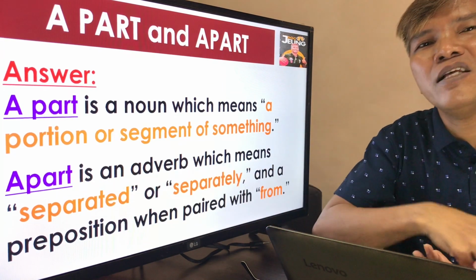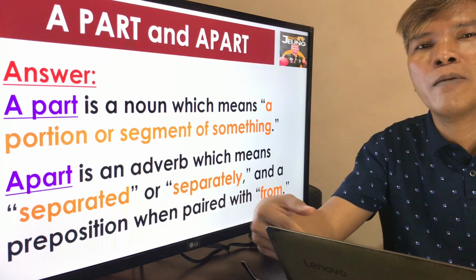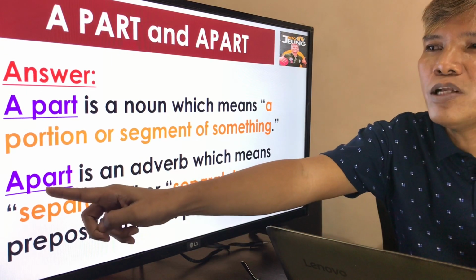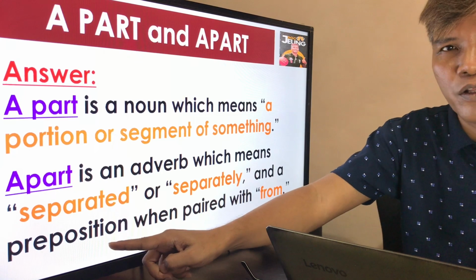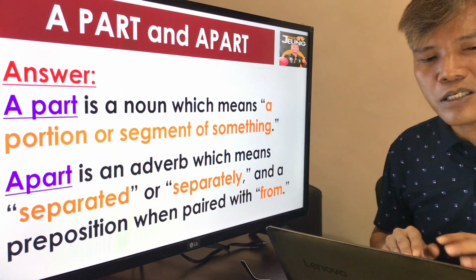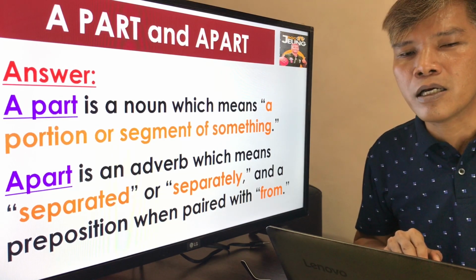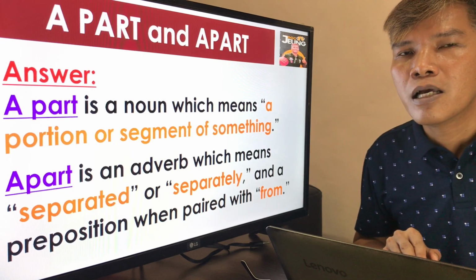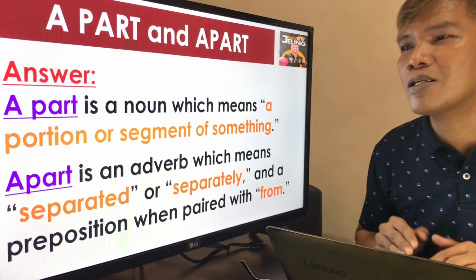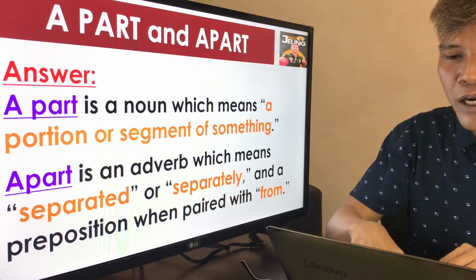Apart as an adverb means separated or separately. They have grown apart. They have grown separately. So therefore that is an adverb. And if you will use it as a preposition, always pair it with from. Apart from, which means aside from. Apart from him, his brother is also invited to the party. So that is a preposition.